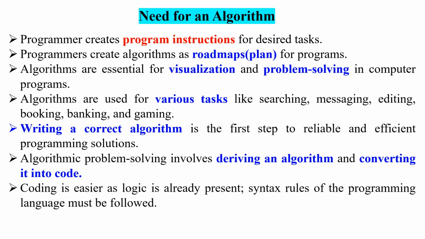Writing a correct algorithm is the first step to programming, and a correct algorithm leads to a reliable, accurate, and efficient solution. Algorithmic problem solving involves two phases: deriving an algorithm to solve the problem and converting the algorithm into code. Coding is comparatively easier since the logic is already present, and it is just a matter of adhering to the syntax rules of the programming language.